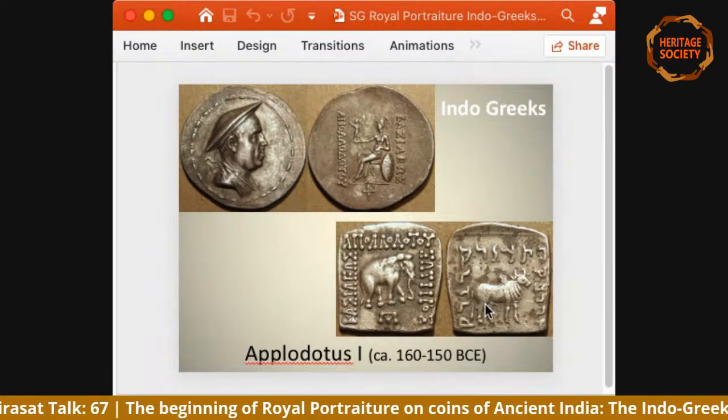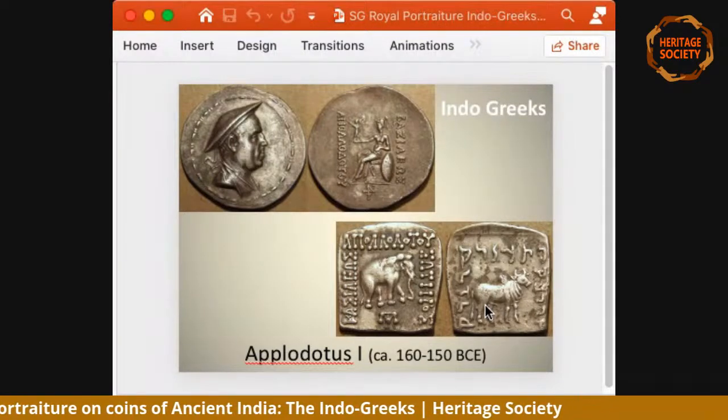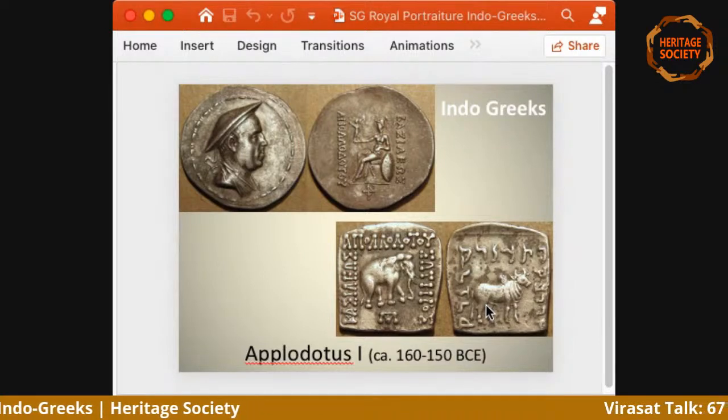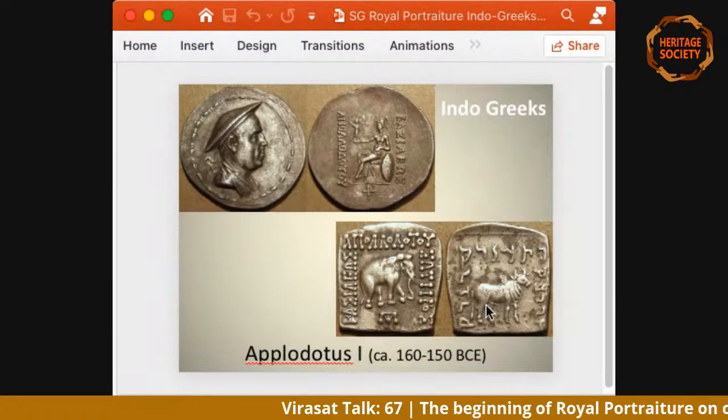So here, the portrait of the king is not there, but the suggestion is that these coins were meant for the Indian masses, the two very important symbols, the bull and the elephant, and the legend in the local language and script, have been depicted on these coins.